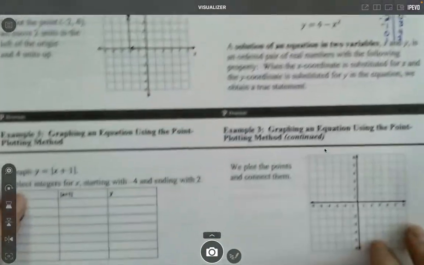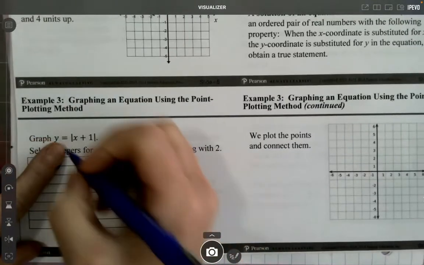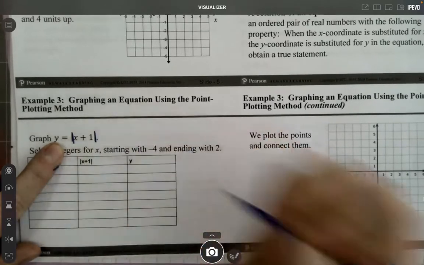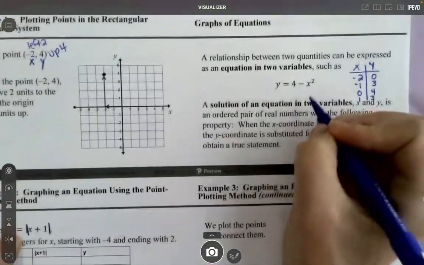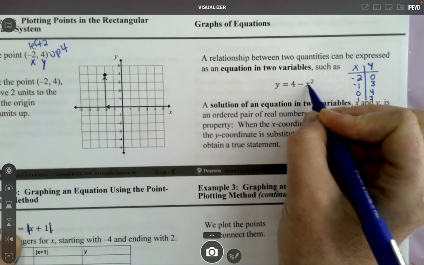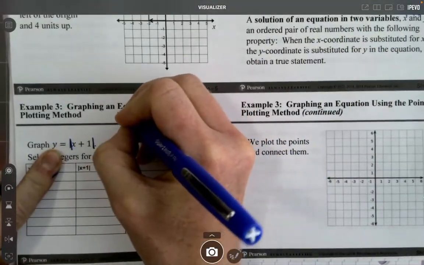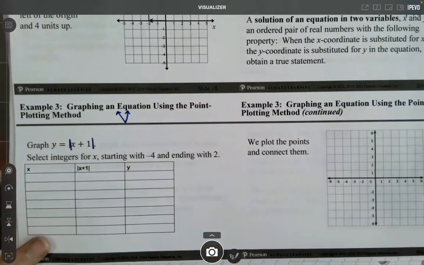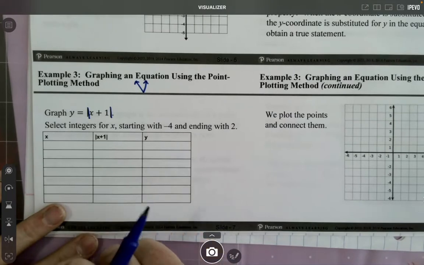Let's go to example 3. Graphing an equation using the point plotting method. These lines right here represent absolute value. The quadratic was the U-shaped parabola. Absolute value is a V shape. Looks like this. So we could use the table of values to find our coordinates using the calculator.